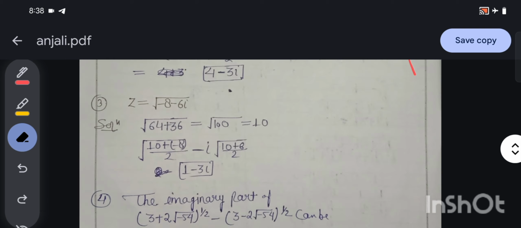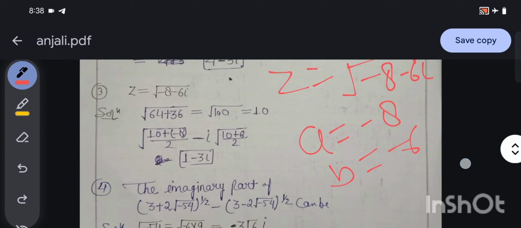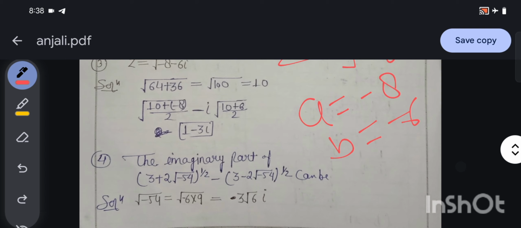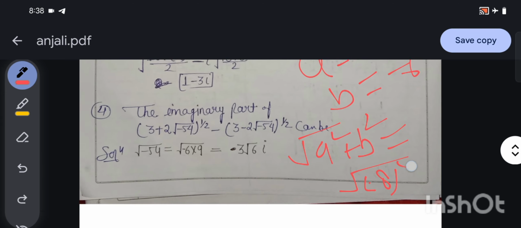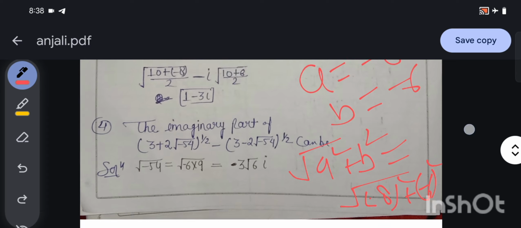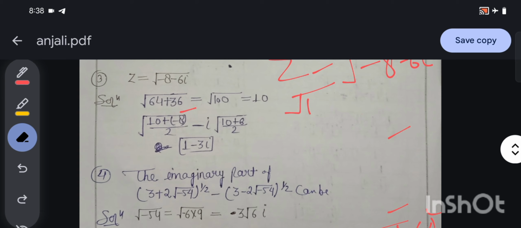Another example is z is equal to root of minus 8 minus 6 iota. We know a is equal to minus 8 and b is equal to minus 6. So the next one is root of a square plus b square. It is clear? Is equal to root of (minus 8) whole square plus (minus 6) square. So what will be your answer? Root 100, 64 plus 36 is equal to 100. And what is the value of root 100? 10. It is clear?